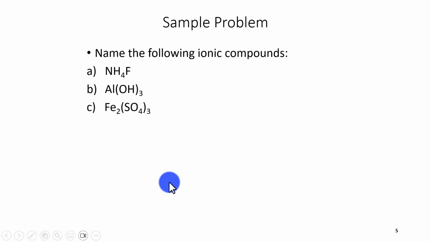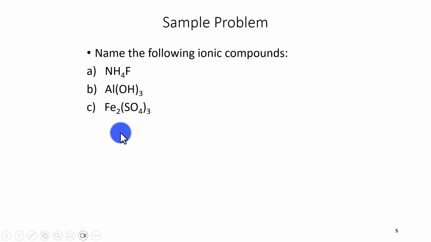Let's try a sample problem. Name the following ionic compounds. Now you have three of these. The first thing that you need to figure out is whether you have a polyatomic ion. Note that we've already done one of these, so this is a polyatomic ion. This has a parenthesis around it, so that means my ion is whatever's inside this parenthesis. And note that I have two atoms that make up that ion, so therefore this is also going to be a polyatomic ion, similar to this one.